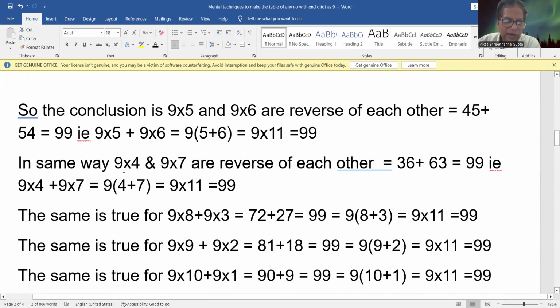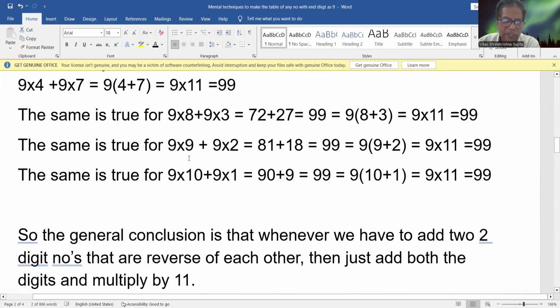In the same way, 9 into 4 plus 9 into 7. If I add both these numbers, I take 9 common, 4 plus 7. 4 plus 7 is again 11. 11 into 9 is 99. In the same way, this is true for all these numbers: 9 into 8 plus 9 into 3, 9 into 9 plus 9 into 2, 9 into 10 plus 9 into 1. The sum is always 99.